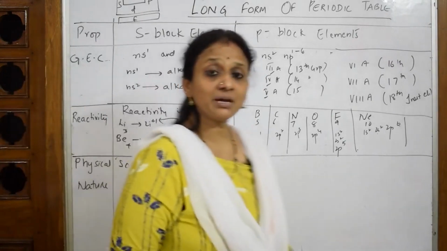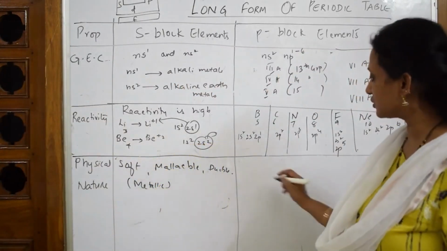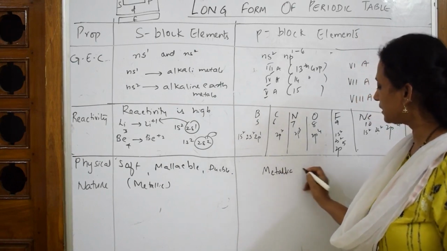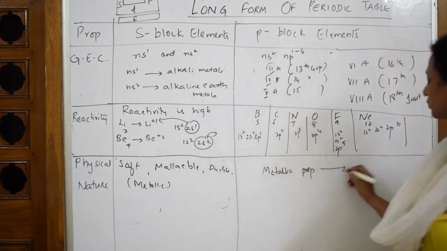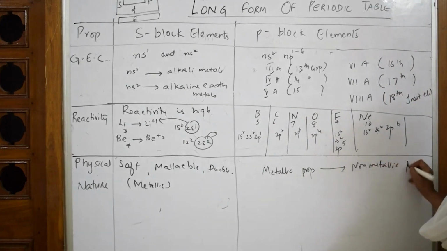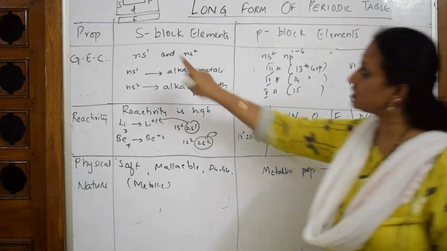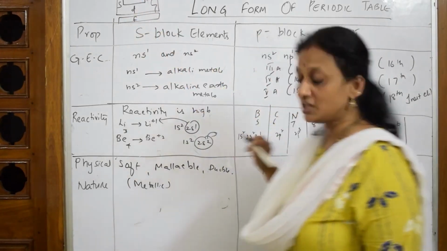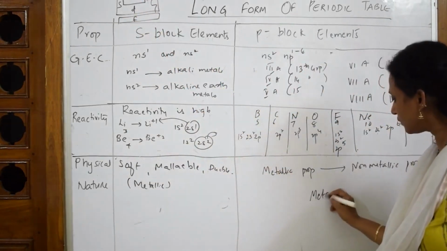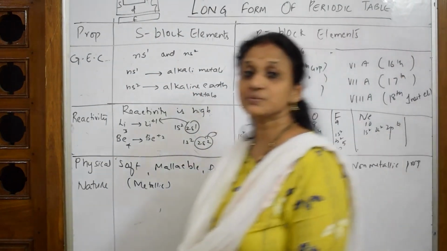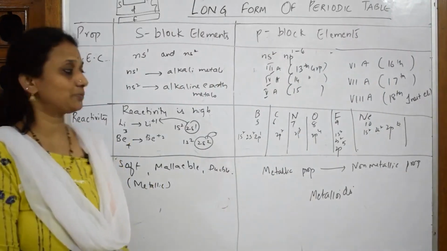Done. But when I come back to P block elements, the physical nature, here there is a transition from metallic property to non-metallic property. And in between you have a series called metalloids, which are present in a zigzag manner. So you also find metalloids in P block elements. So this transition, metallic to non-metallic property, is observed in P block.